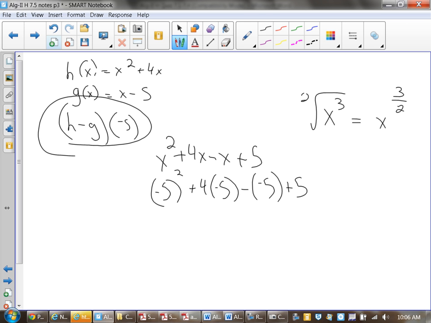What's an extraneous solution? Sometimes it doesn't work, so you always double check your answers. If you substitute back in and it doesn't work, that means it's an extraneous solution.